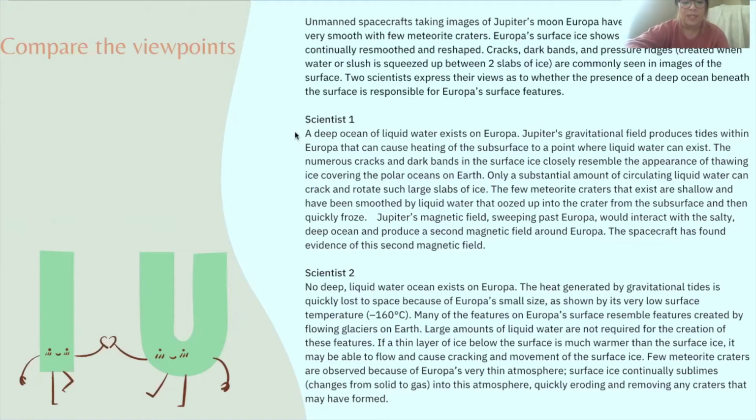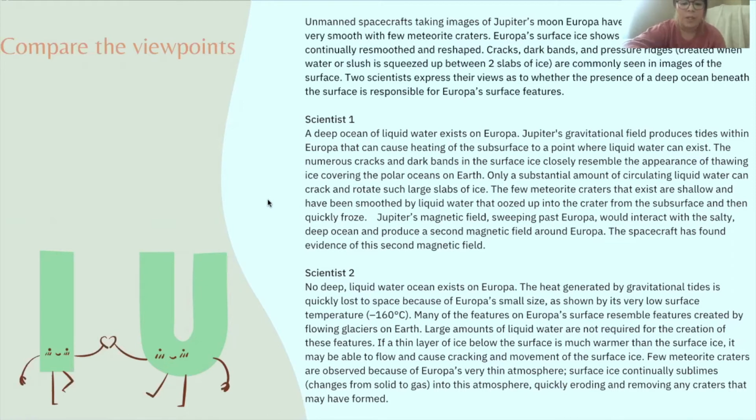Scientist 1 says, a deep ocean of liquid water exists on Europa. Jupiter's gravitational field produces tides within Europa that can cause heating of the subsurface to a point where liquid water can exist. The numerous cracks and dark bands in the surface ice closely resemble the appearance of thawing ice covering the polar oceans on Earth. Only a substantial amount of circulating liquid water can crack and rotate such large slabs of ice. The few meteorite craters that exist are shallow and have been resmoothed by liquid water that oozed up into the crater from the subsurface and then quickly froze. Jupiter's magnetic field, sweeping past Europa, would interact with the salty deep ocean and produce a second magnetic field around Europa. The spacecraft has found evidence of this second magnetic field.